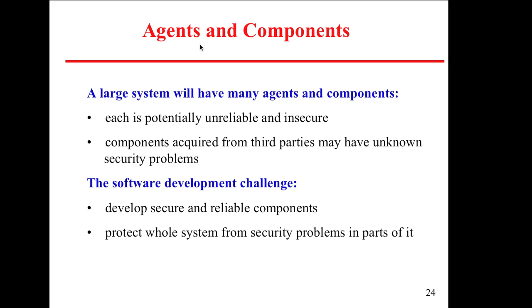Alright, agents and components. A large system will have many different agents and components, so each is potentially unreliable and insecure. Components require third parties that may not have problems, might have known security problems. Software development challenges: develop secure and reliable components.